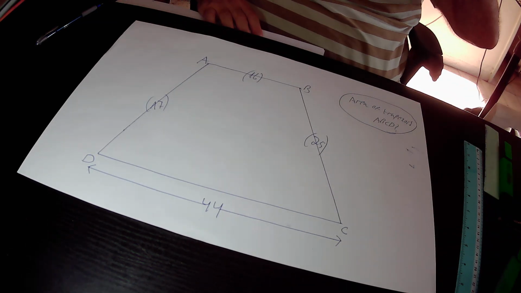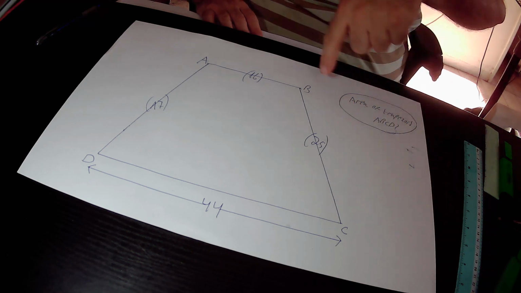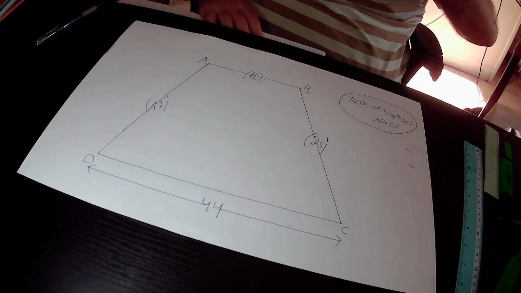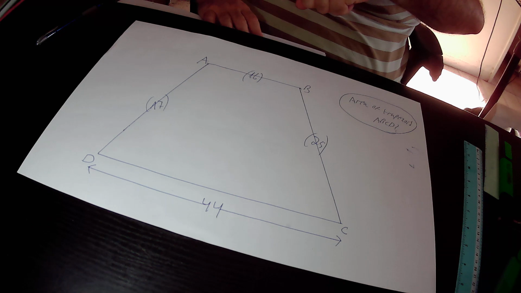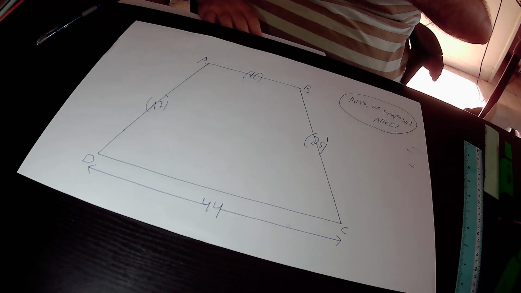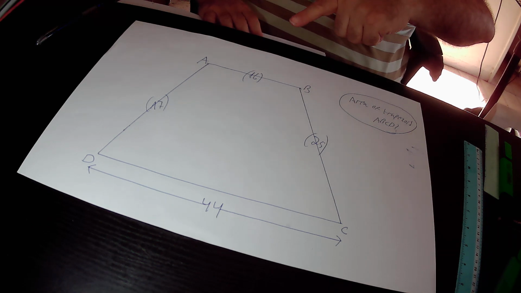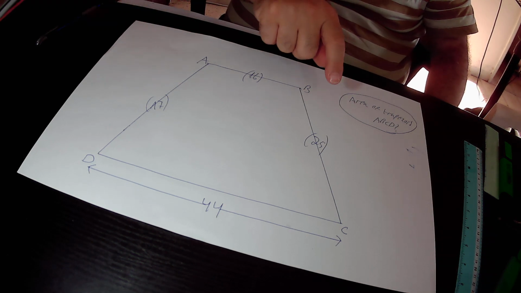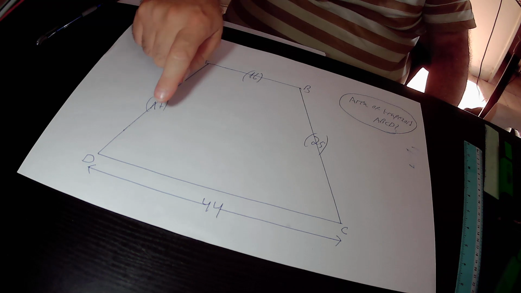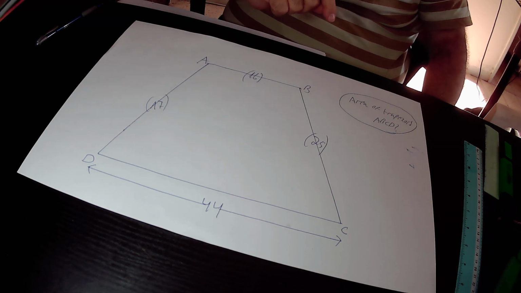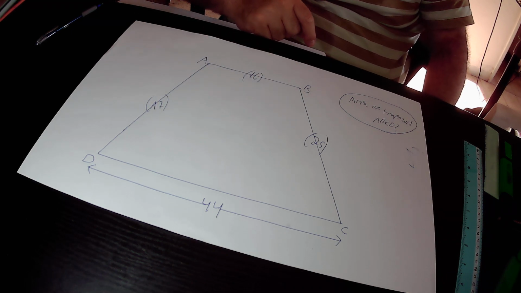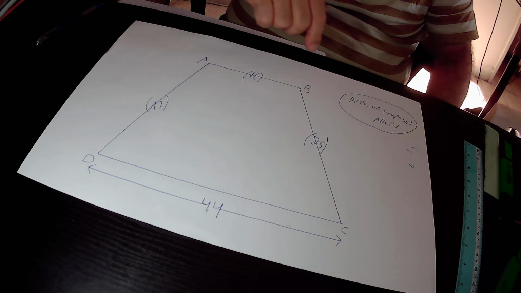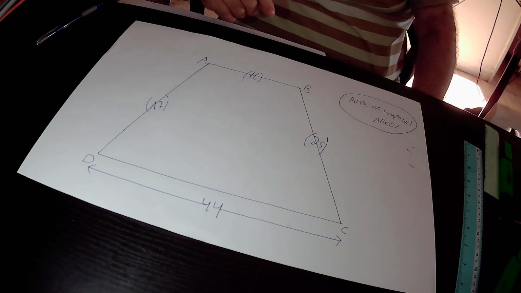In the second question, our mission is to find out the area of this trapezoid ABCD. It is given in the question that side AB of this trapezoid ABCD is equal to 16 units in its length, AD equals 17, BC equals 25, and side DC equals 44 units in its length. Again, our mission is to find out the area of this trapezoid ABCD.